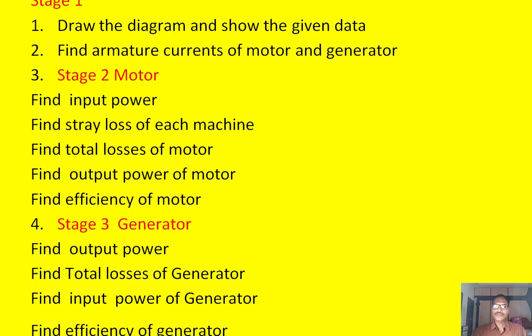If you observe the efficiency of both the machines, as motor and generator, we find that for similar conditions, the efficiency of the generator is more than the efficiency of the motor.